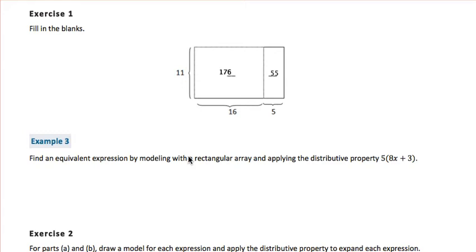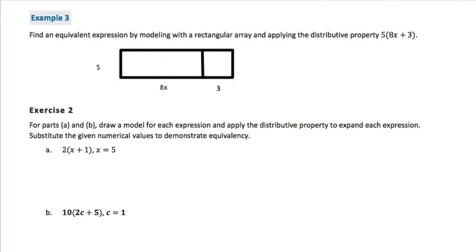Example 3, find an equivalent expression by modeling with a rectangular array and applying the distributive property for 5 times the quantity 8x plus 3. To make our tape diagram less complicated, I just drew a rectangle, a little fatter so it represents something a little bigger, and I labeled the 5, that's how many rows we would have, and the 8x piece and the 3 piece. Now, using the distributive property, all we'll need to do is multiply 5 times 8x and 5 times 3.